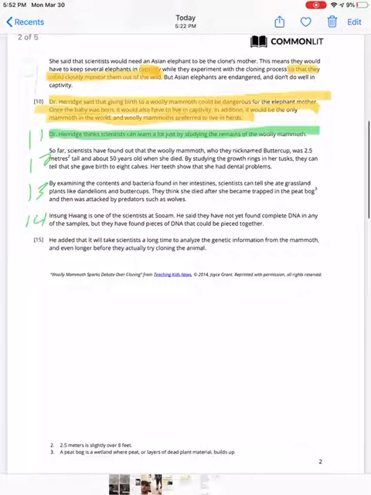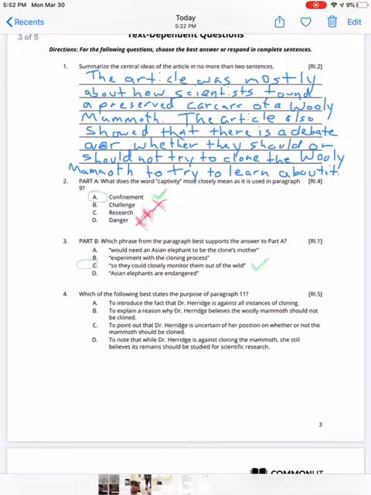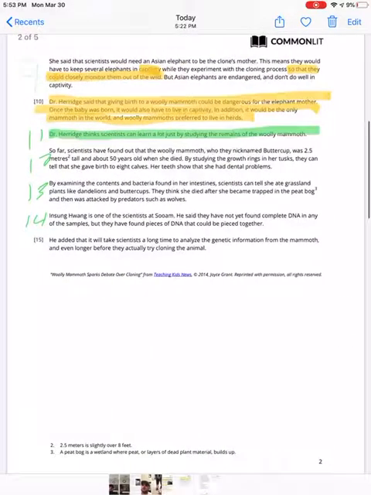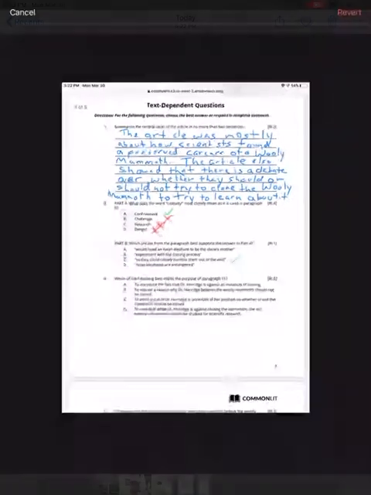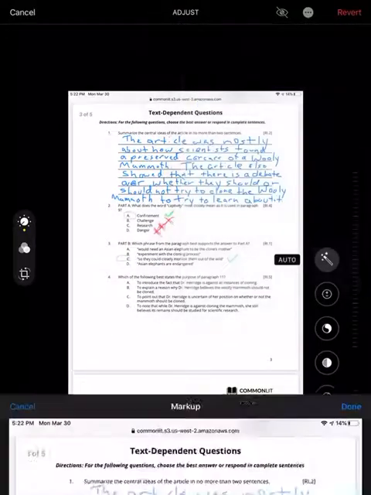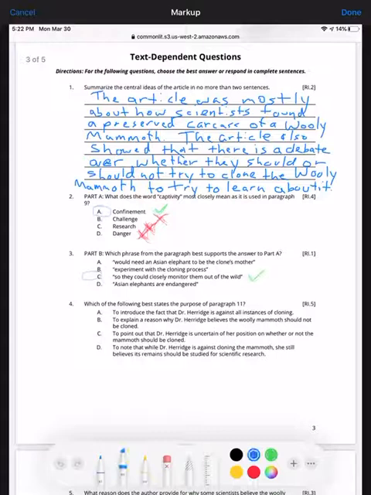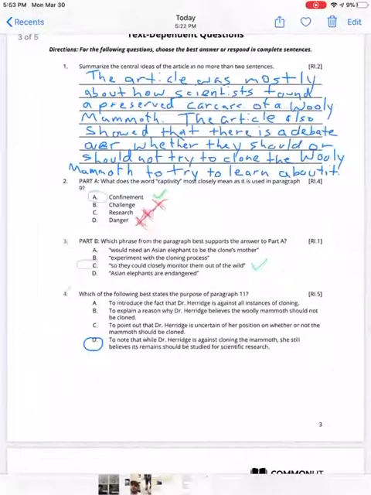Let's look at what paragraph 11 actually says now. We know that she doesn't want the woolly mammoth to be cloned, so it's going to be either B or D. Okay? Dr. Harridge thinks scientists can learn a lot just by studying the remains of the woolly mammoth. Which one of those actually has remains in the actual answer itself? When I find which one does, I find my answer. And I find that my answer is going to be D. To note that while Dr. Harridge is against cloning the mammoth, she still believes its remains should be studied for scientific research.